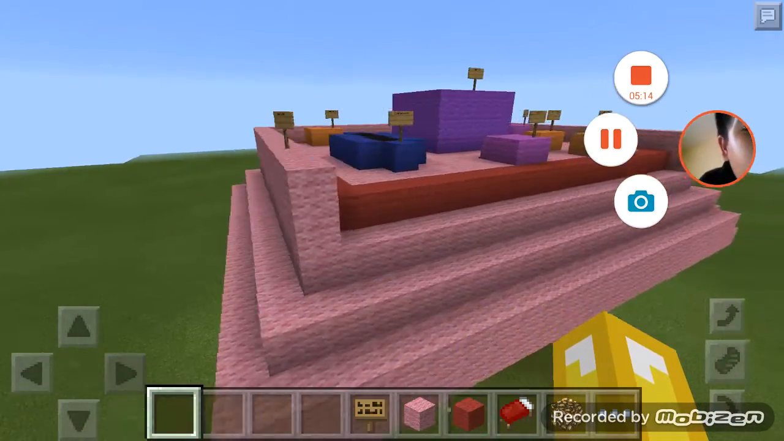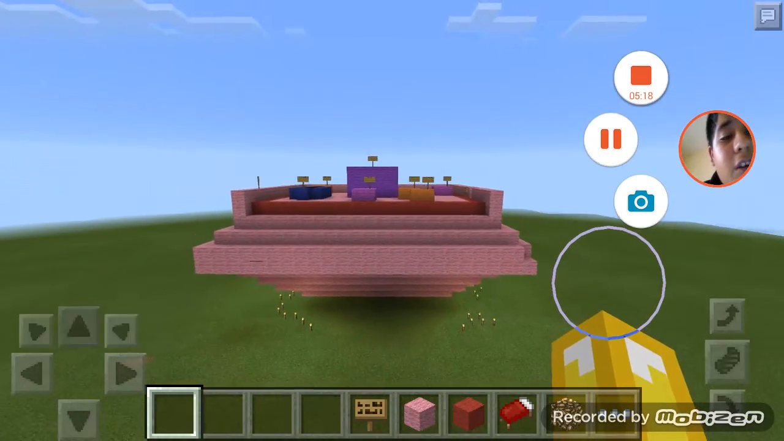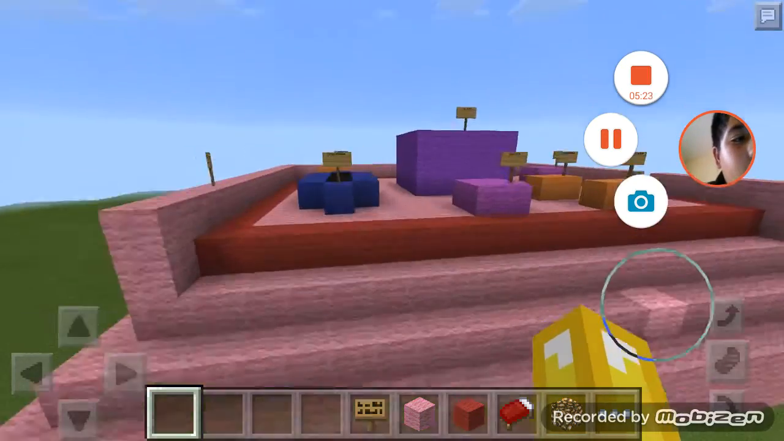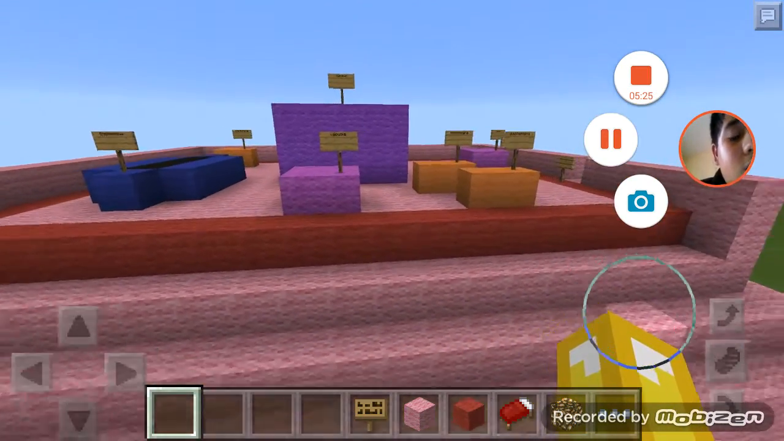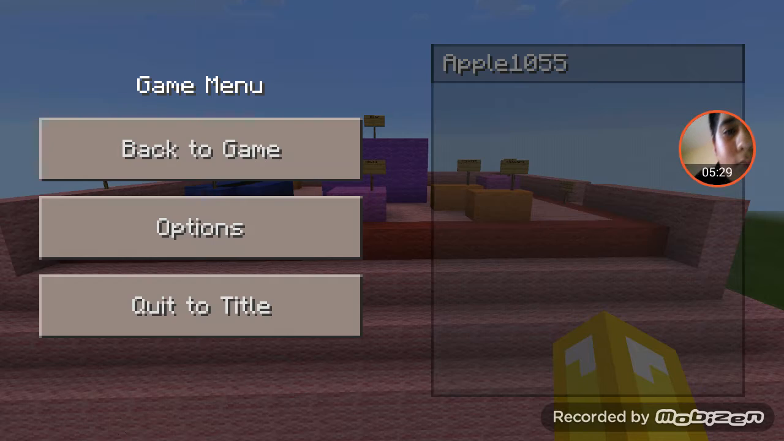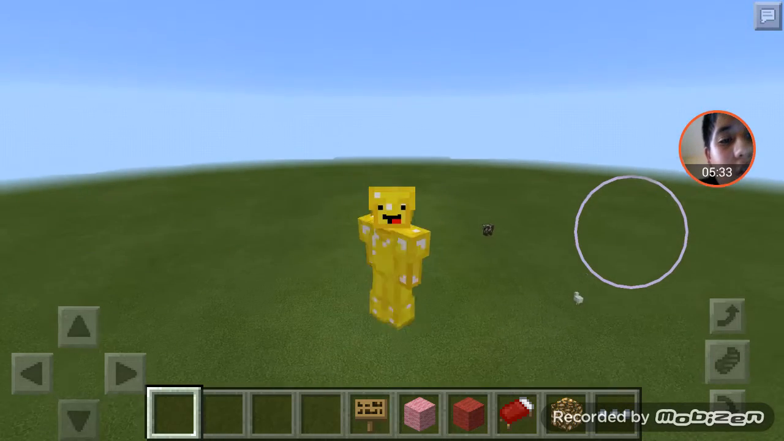Alright, so I guess that's all of this cell. This is how it looks like. I think that's all. So, alright, I guess that's it.